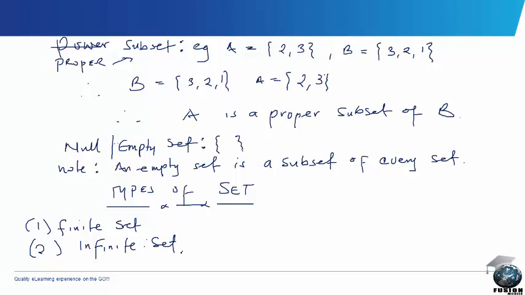Alright, a set is said to be finite if you can list all its elements. It is also called a countable set.